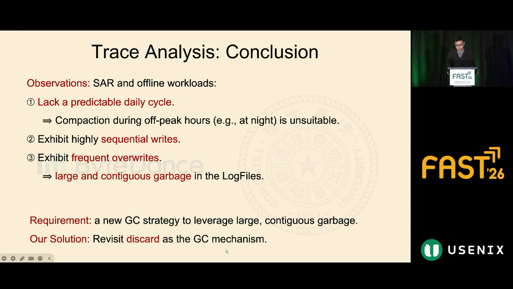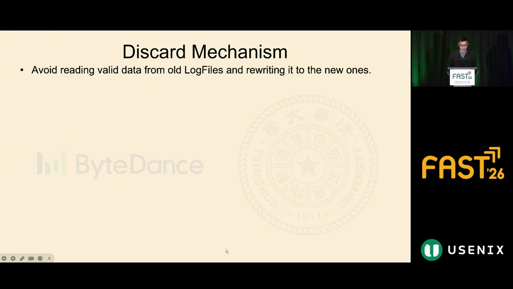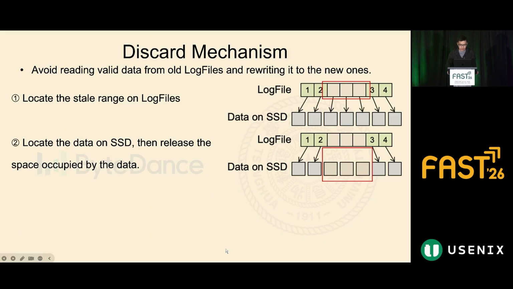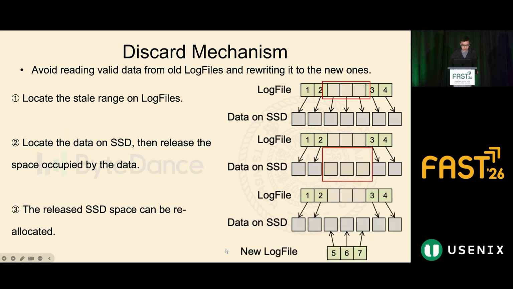Our solution's inspiration is to revisit discard as a GC mechanism. Discard is a mechanism to avoid reading valid data from all log files and rewriting it to new ones. Here we show typical discard steps on log files. First, locate the stale range on log files. Then locate the data on SID and release the space occupied by the data. And then release the SID space. Then the released SID space can be reallocated to other files.